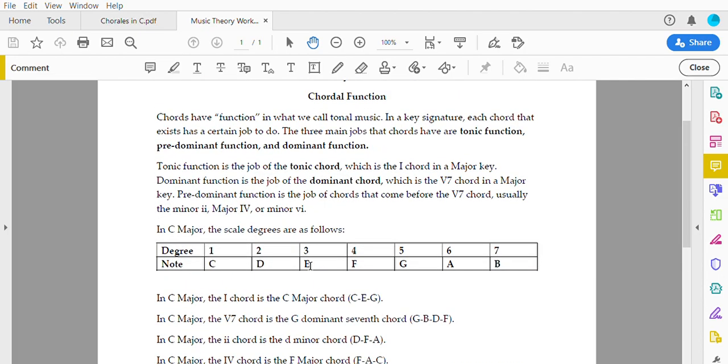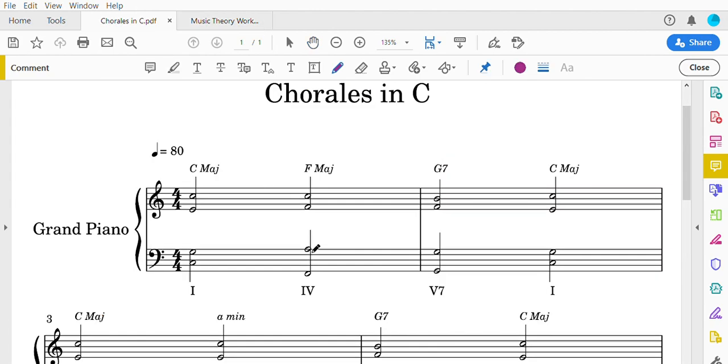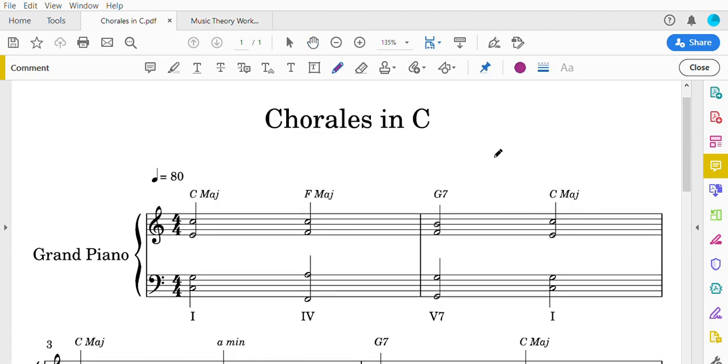Now, I can't just sit here and talk about these functions without illustrating what they are. So in this video, I'm going to go to some chorales that we have to show you the functions. And then in the second video, I'm going to play you these functions so you can hear what they're actually like.